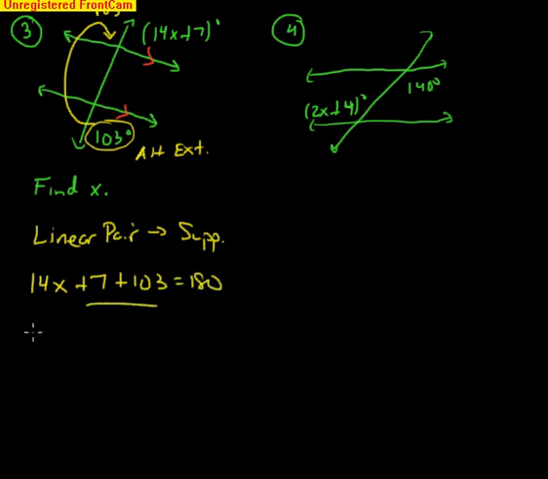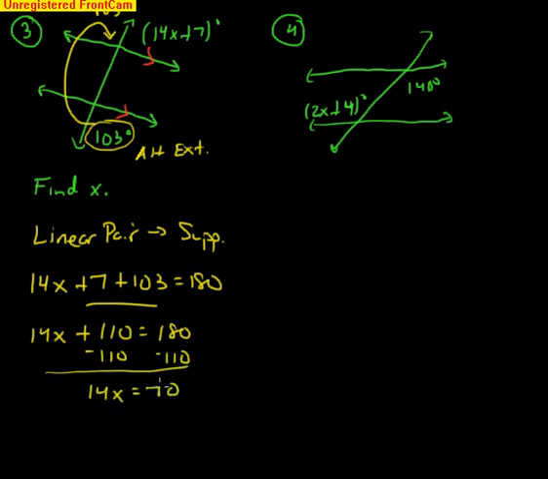Combine your like terms. 103 and 7 is 110. That equals 180. Subtract 110 from both sides. 14x equals 70. And divide by 14. X equals 5. There's your x value. So that's question 3.